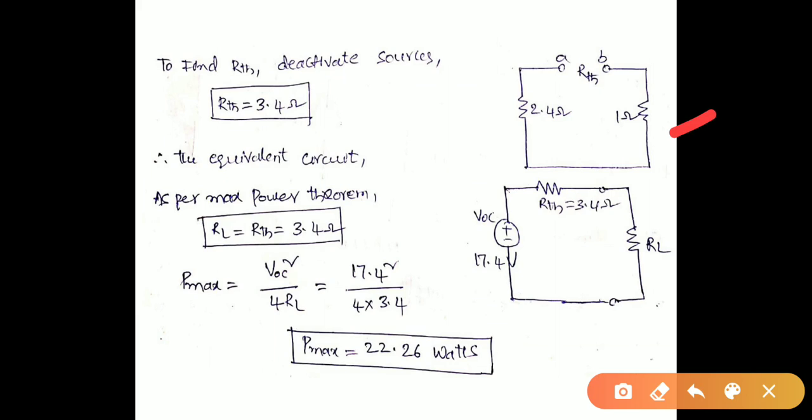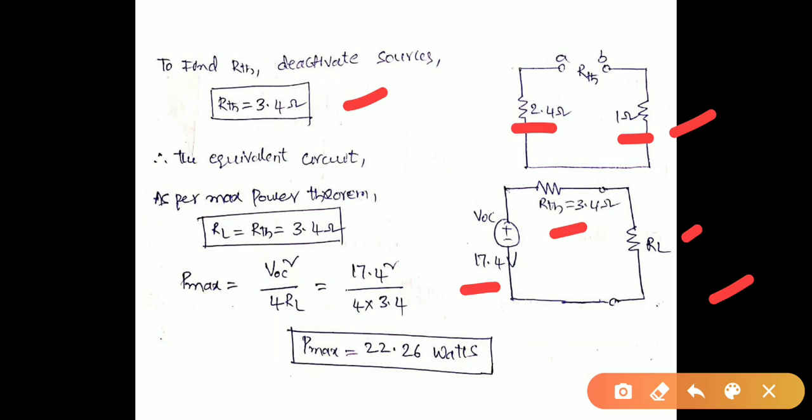From this figure, RTH can be calculated as simply the series summation, 2.4 plus 1, 3.4. Upon calculating the Thevenin voltage and Thevenin resistance, we have to draw the Thevenin equivalent circuit as shown in the figure. From this figure, VOC is nothing but the open circuit voltage or Thevenin voltage, RTH is the Thevenin resistance, and RL is the load resistance.